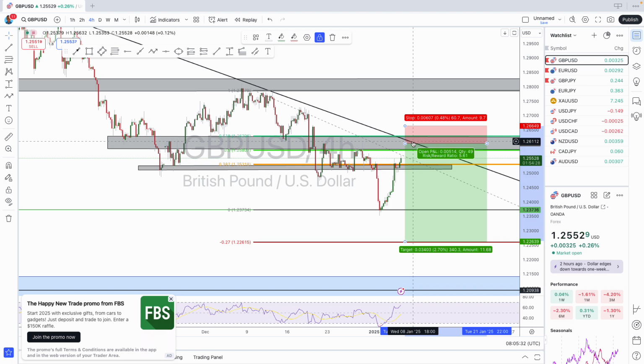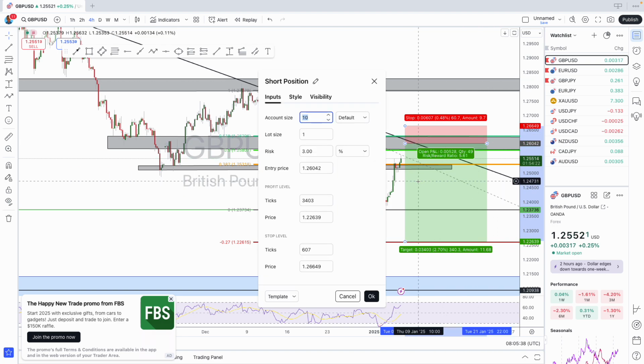I'm risking a very decent amount in terms of my percentage, and I hope this goes on to be a profitable trade, right? Now, I'm just going to pause this here for a second so that you can get my entry prices, my SL prices, and my TP prices. So my entry is 1.26042. You can see it on the screen. My TP is 1.22639 overall. My SL is 1.26649. So these are my levels.